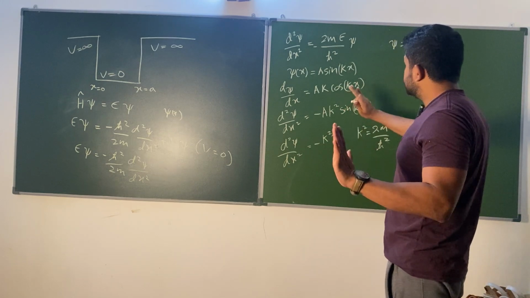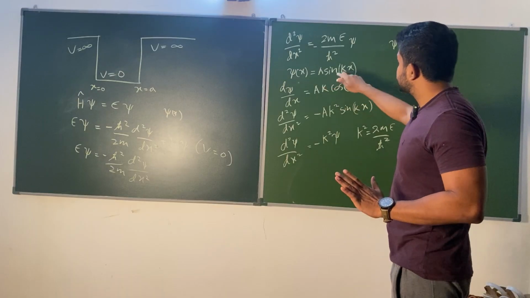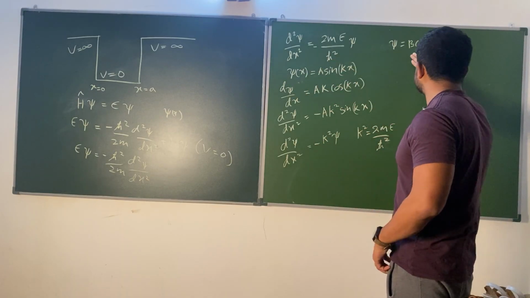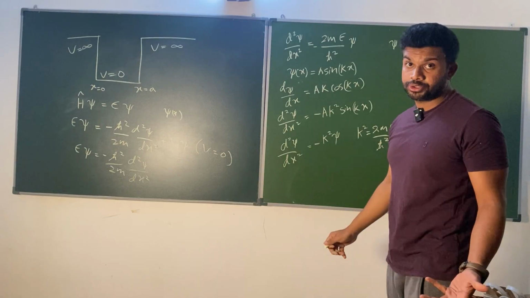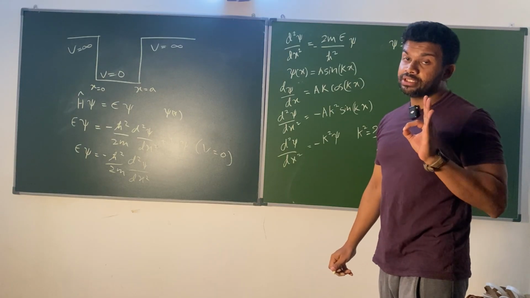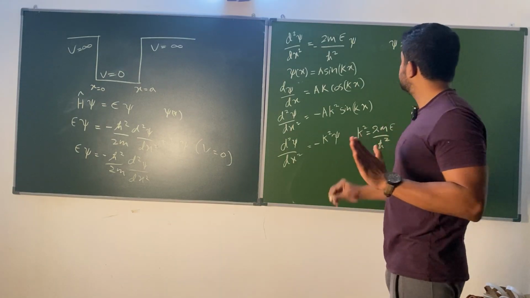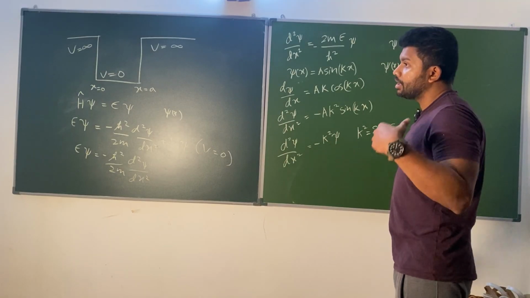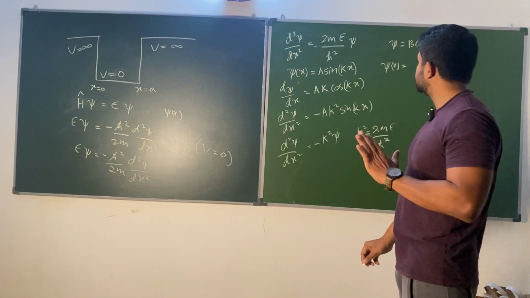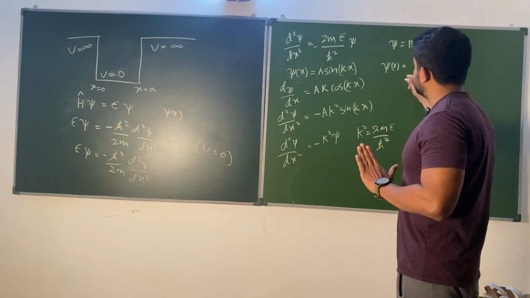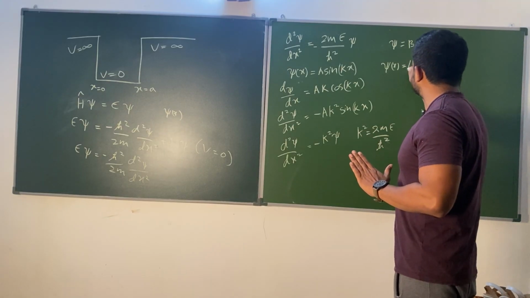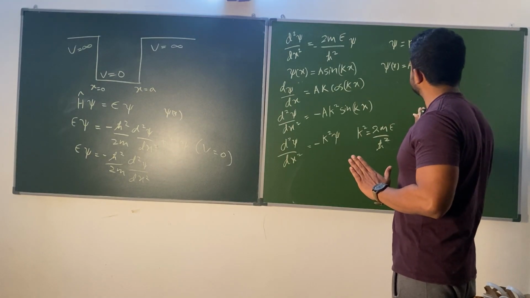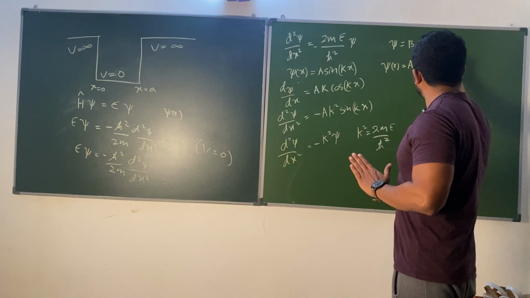So I can clearly see that phi of x equals a sine kx is a good solution for phi of x. Apart from that, we have another solution. What is it? b cos kx is also a solution. So when you have linear solutions like that, you have to write, as always, a linear relationship here. So you can straight away write that phi of x is equal to a sine kx plus b cos kx.